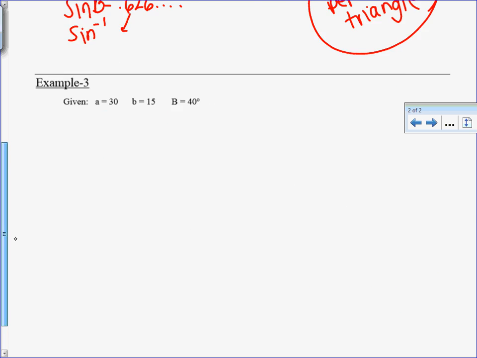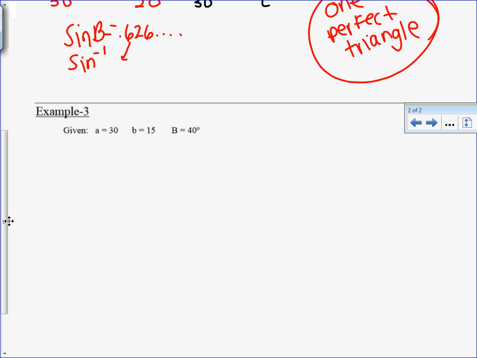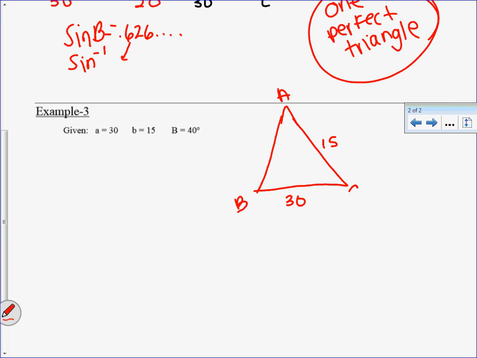Now, example 3, what do you think is going to happen if we had two triangles and we had one triangle? Now we're probably going to have, I don't know, let's find out. So let's draw the picture. We have little a, oh that's not little a, that's big A. We have little a is 30. I have little b is 15. Remember, it does not matter where you put your labels. And then I have big B, which is my angle, is 40 degrees.